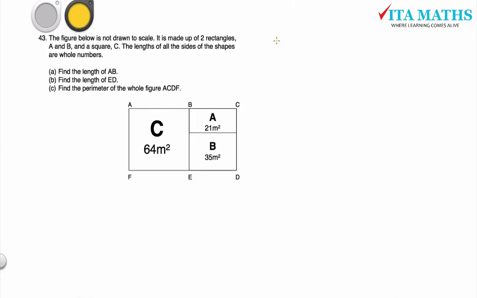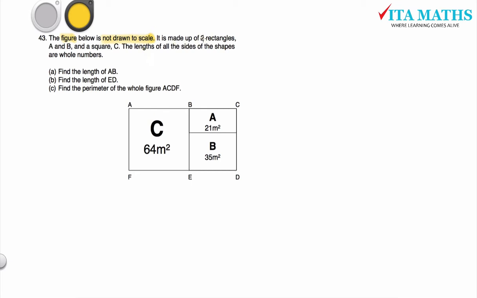Okay, now we have reached the last question of Section C. Question number 43. Something to note, they tell you that the figure is not drawn to scale. Something very important. So don't think that because you look at this figure and it looks like a square, it is a square. They have to tell you it's a square, then it is a square, because they have already mentioned that this is not drawn to scale.